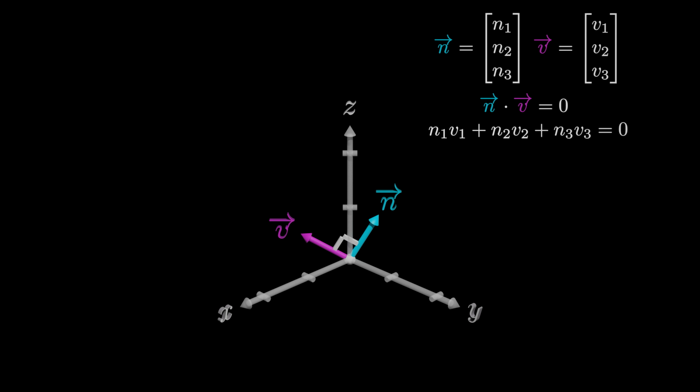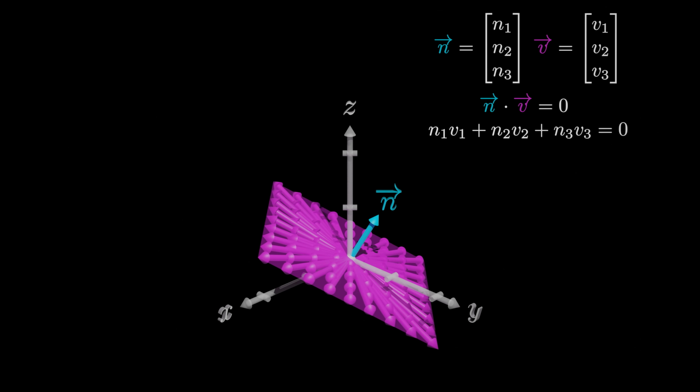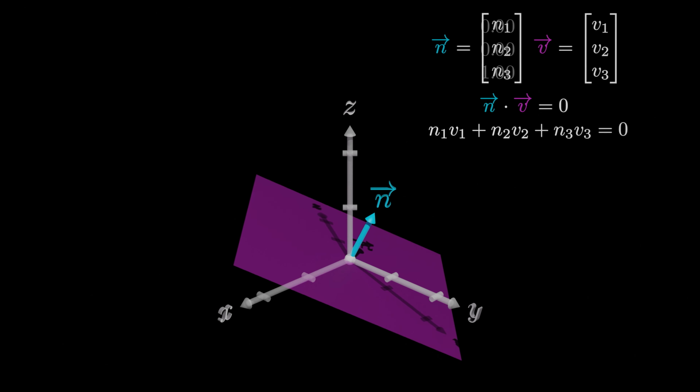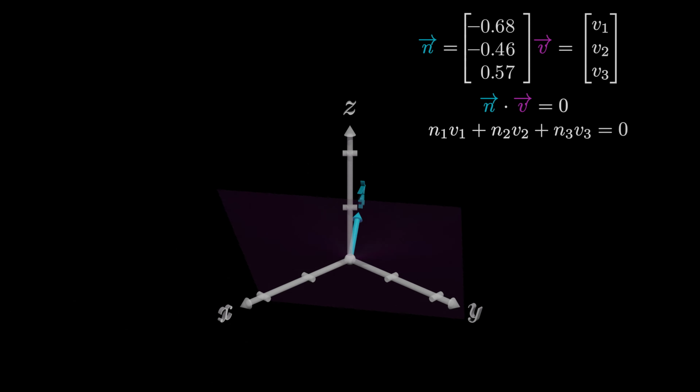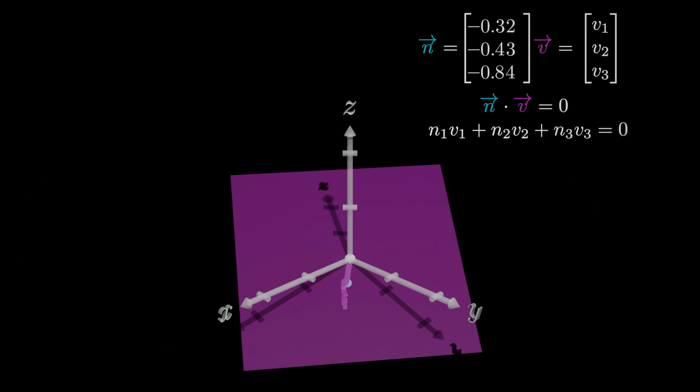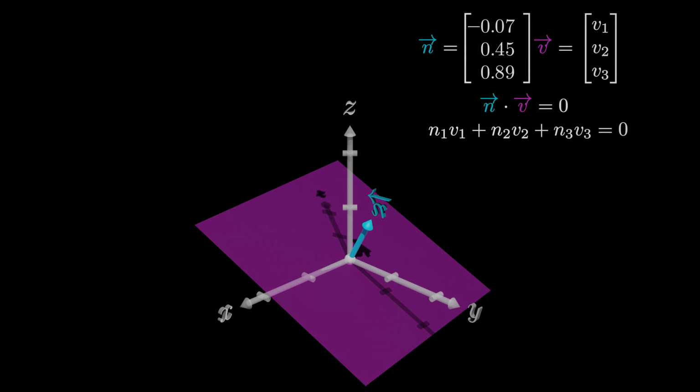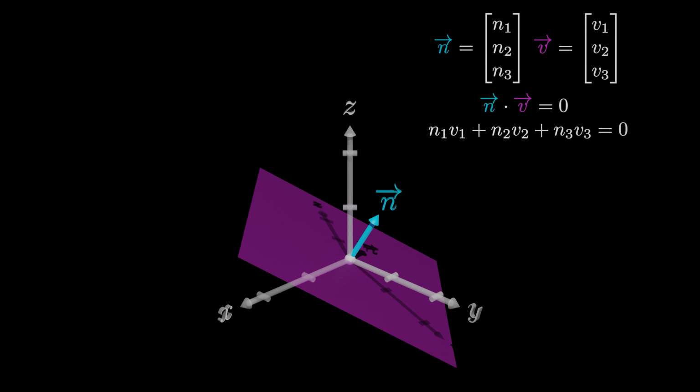So far, I've only been showing one vector that's orthogonal to n, but it turns out that there's an entire plane worth of vectors that are orthogonal to this normal vector, and the same holds true for any arbitrary normal vector in R3. Okay, so we now have a way to define all of the planes that pass through the origin in R3.